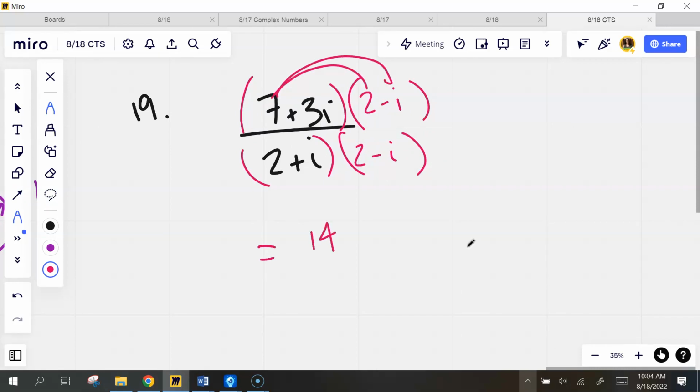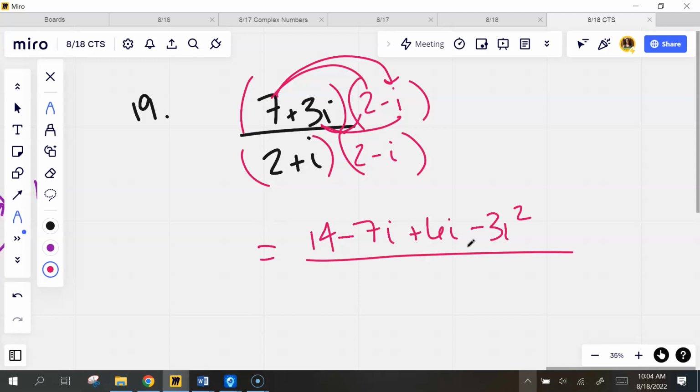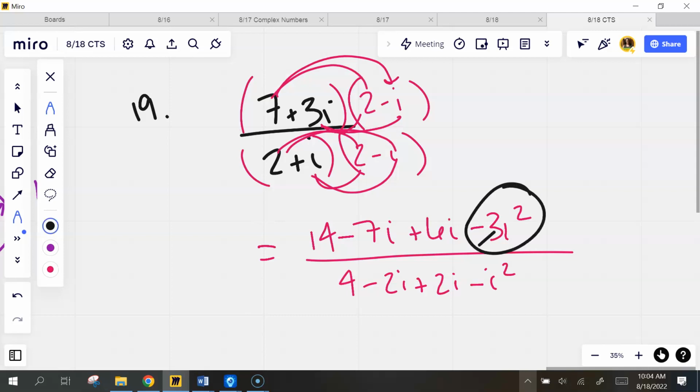14 minus 7i plus 6i. I'm running through these a little bit faster. Miguel said 14, I said... and then I kept going. 4. You don't have to do the middle if you know, but just so you can see. Minus i squared. I'm going to go ahead and change all of my i squareds because I don't like to rewrite it a second time. This becomes positive 1, middles cancel. Now I'm ready to clean up.